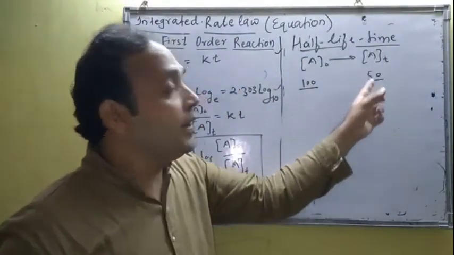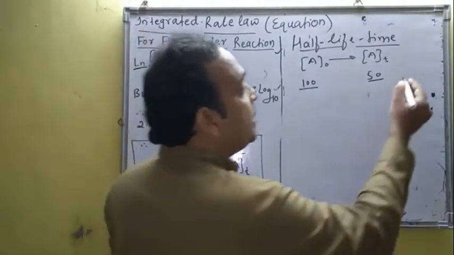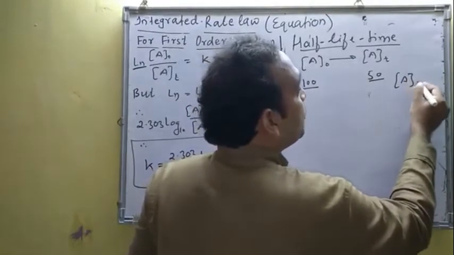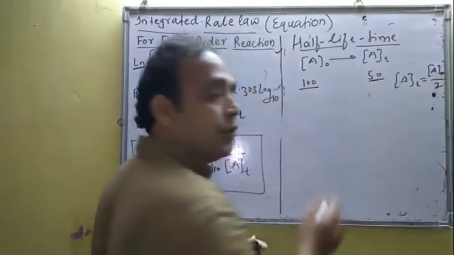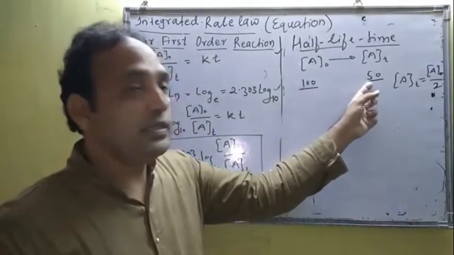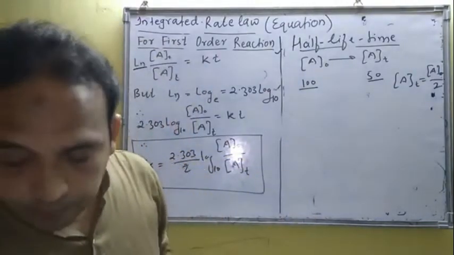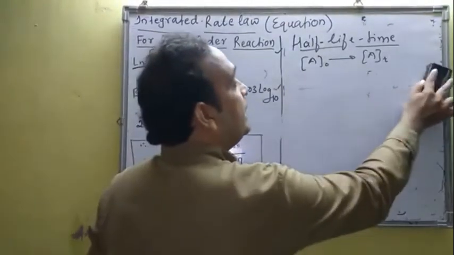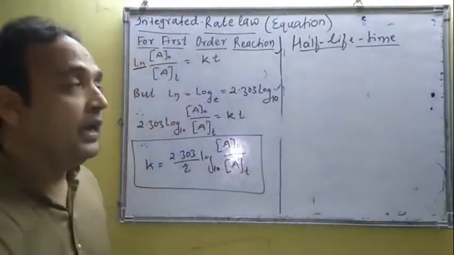How does this 100 become 50? It is half of the initial. Now half of the initial means here we can write concentration of At is equal to concentration of A0 by 2. A0 is my initial. Okay. Now half means half of the initial. Now based on this concept, we will try to write the integrated half-life period equation for first order reaction.